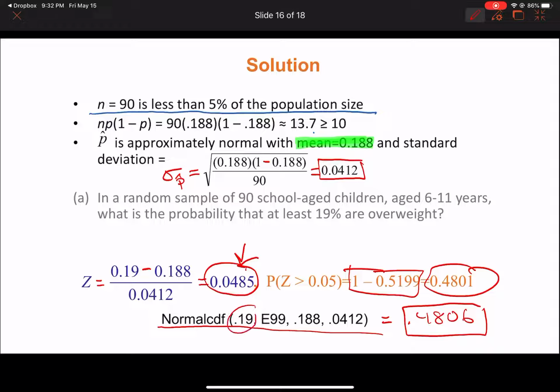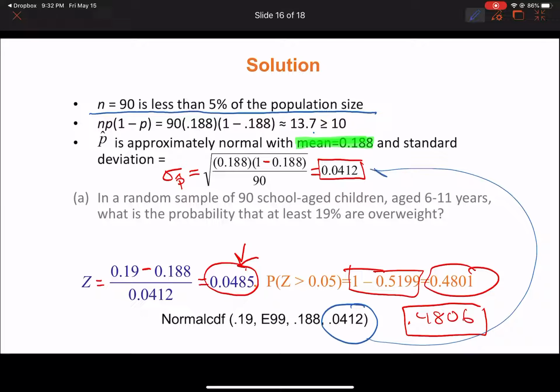You'd put lower bound, upper bound, then the mean, which is 0.188, and then the standard deviation. Remember that the standard deviation you are using is the one you calculated.